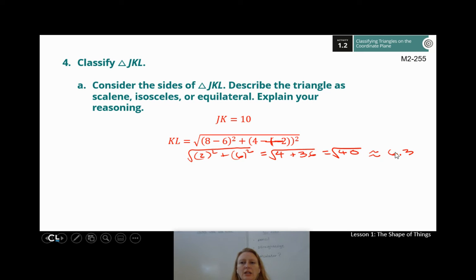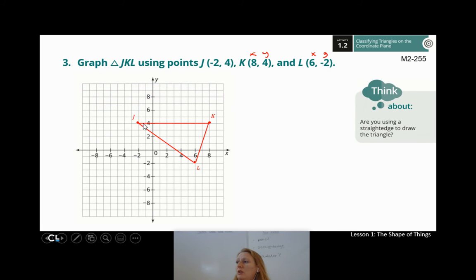But let's go ahead and use the distance formula one more time just to see if the other side matches, right? Because I've got a third side here. I do want to make sure that third side matches. Maybe it's the same as this one. Maybe it's the same as that one. Let's find out. So let's go ahead and do some distance formula here from J to L. So now I need to go from J, XY, to L, XY. So negative 2 minus 6, 4 minus a negative 2.